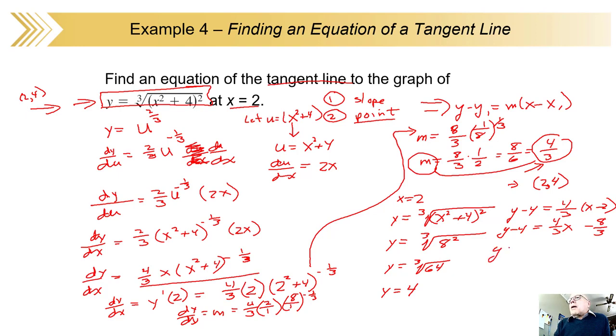For y, add 4 to that. Still a 4/3 x here. Add the 4 to this. Remember, 4 is the same thing as 12/3. So I'm going to be adding 12/3 to this. That gives me a total of 4/3. That is my equation.